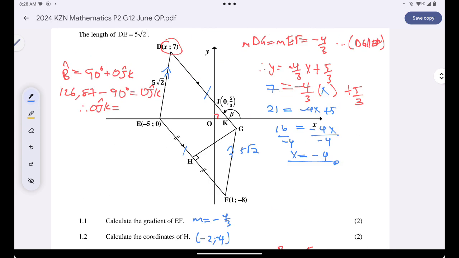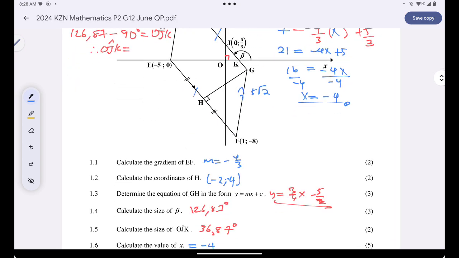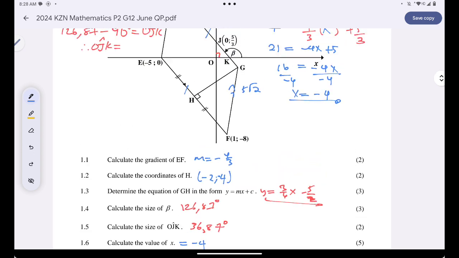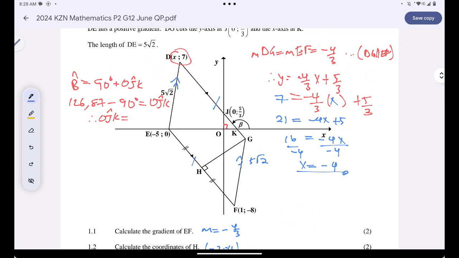Altogether. Now I'm supposed to calculate the area of the shape DEOJ. Okay, you know what I can do here, guys, né? DEOJ. Let me erase everything here.